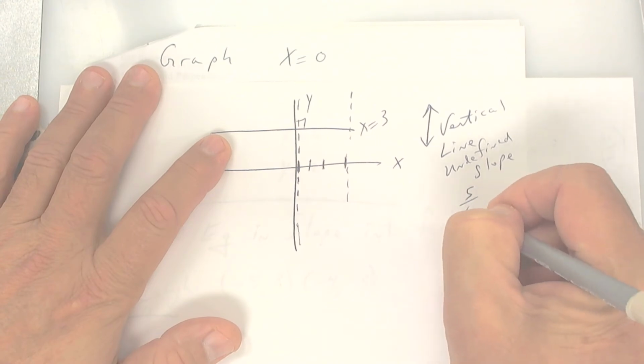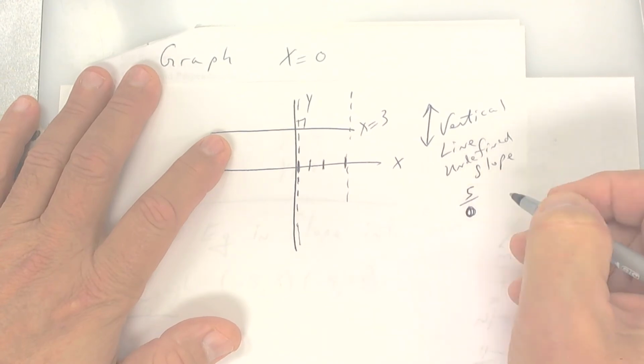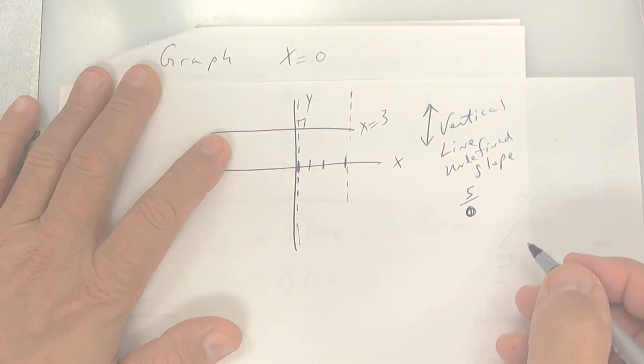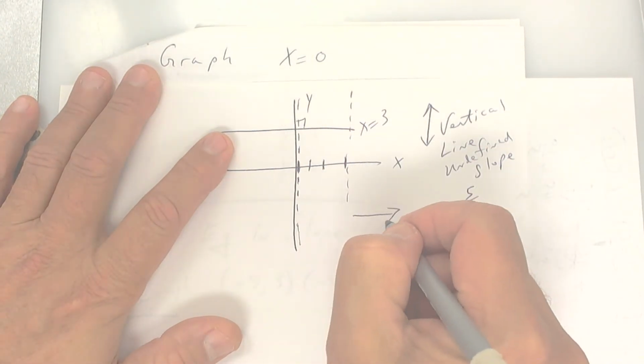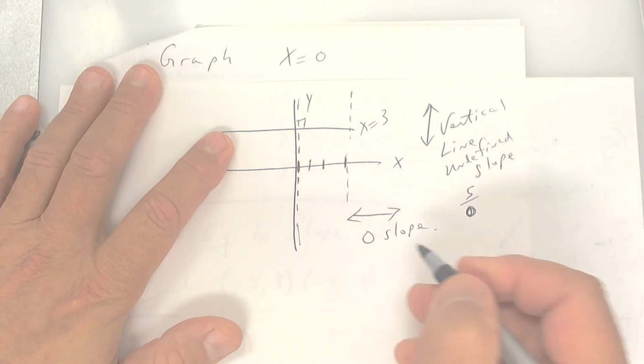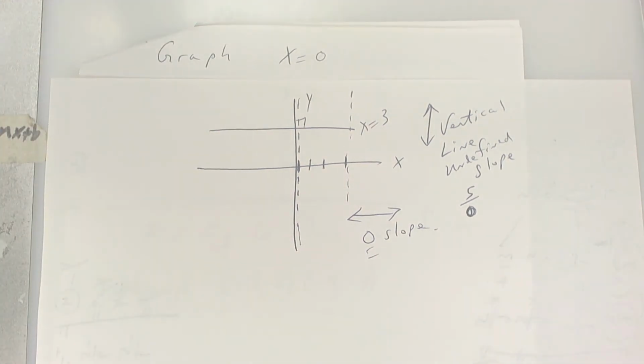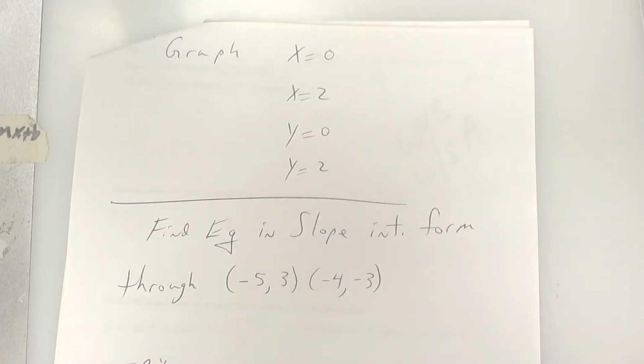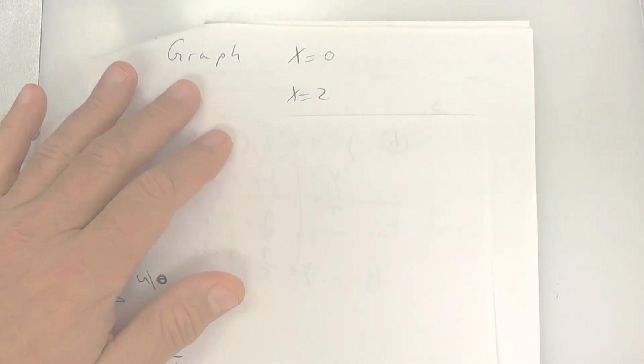Like 5 over 0. Anything over 0 is called undefined. A flat line, a horizontal line, has a 0 slope. Okay, make sure you know that. Okay, let's take a look at the next one.